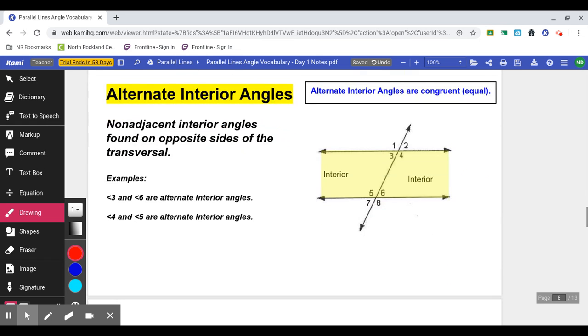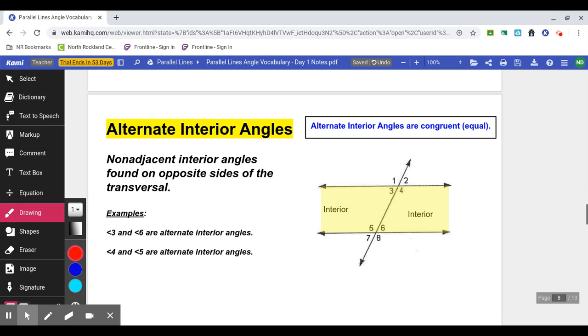Okay, next couple of vocab words are brand new. First one is alternate interior angles. Okay, so sounds really fancy. Let's break this up into simpler language. What does the word alternate mean? Well, alternate means opposite, and interior means inside. And we know what angles means.